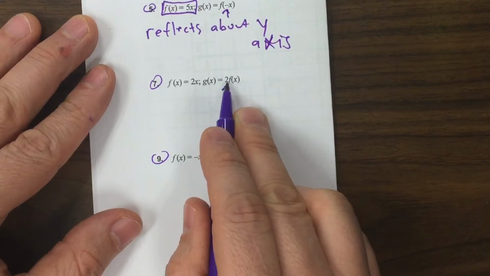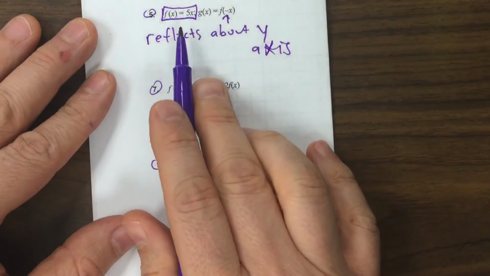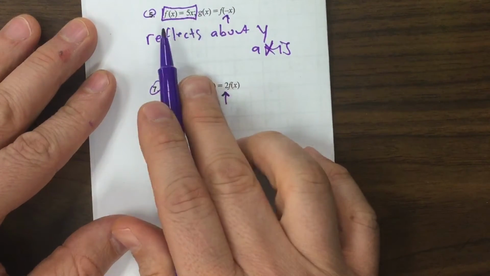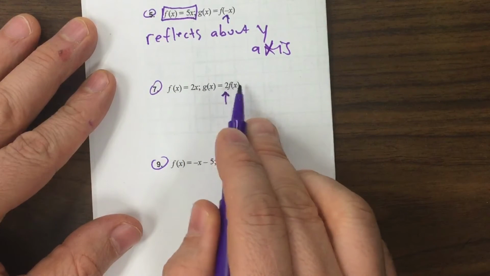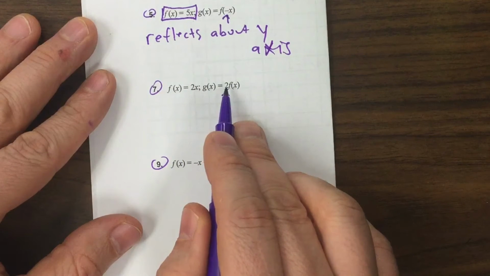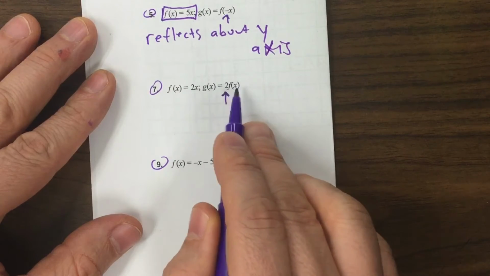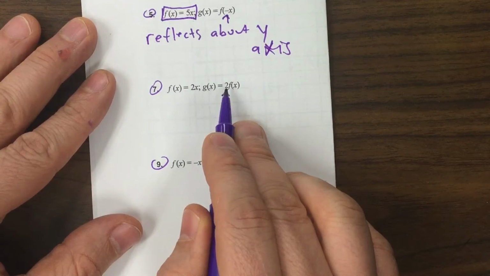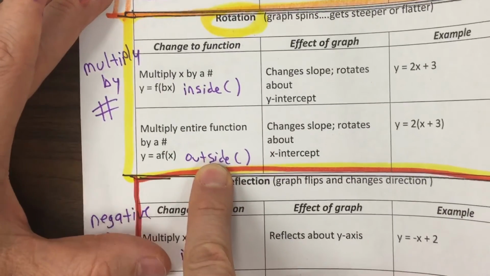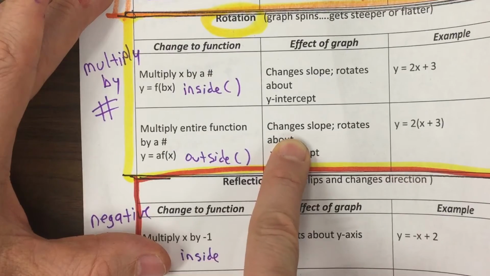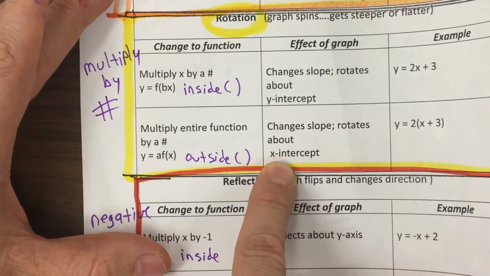This is another 2. We read it the same way as we did all the other ones we did in class and as we did number 5. George's equation is the same as Frank's equation, except you add a 2x. It's being multiplied outside the parentheses. So you multiply by a number outside the parentheses. You're changing the slope. It rotates about the x-intercept. Okay?